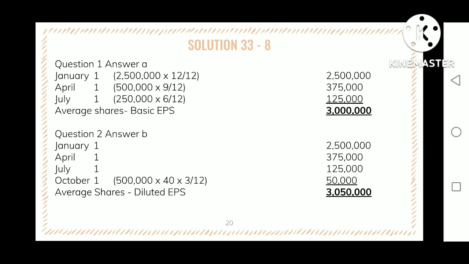On question number 2, the answer is letter B because on January 1, we have 2,500,000 ordinary shares. On April 1, we have 375,000 ordinary shares. On July 1, we have 125,000 ordinary shares. And on October 1, we have 5,000 bonds times 40, which is the amount of the convertible bond, and times 3 over 12 because it is only 3 months before the year ends, with a total of 50,000. The average shares in diluted earnings per share is 3,050,000.